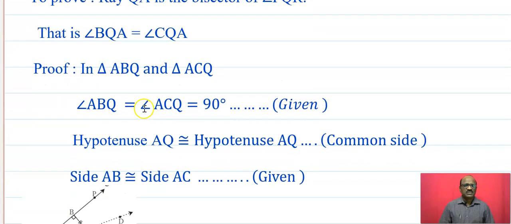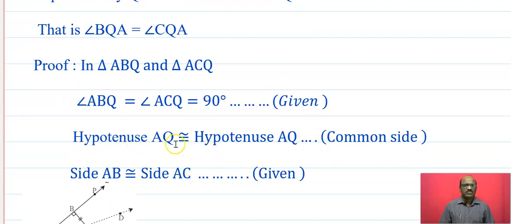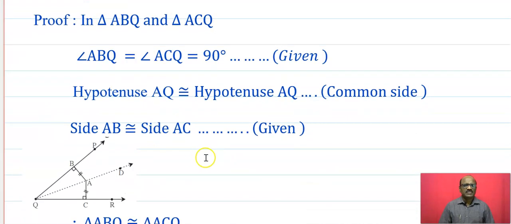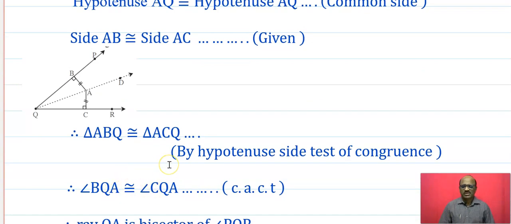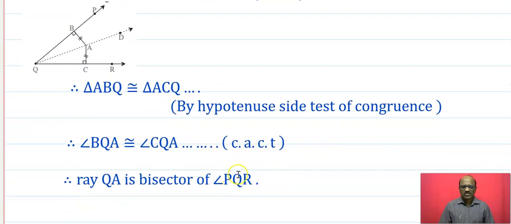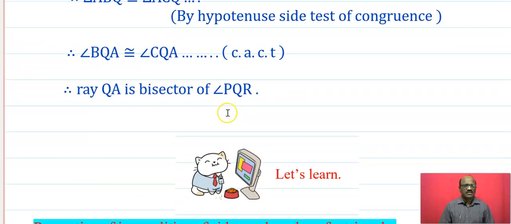Hypotenuse is the common side. That is, hypotenuse AQ is congruent to hypotenuse AQ, and side AB is congruent to side AC, which is given. Therefore, triangle ABQ is congruent to triangle ACQ by the side-hypotenuse test. And that's why measure of angle BQA is congruent to measure of angle CQA, corresponding angles of congruent triangles, and hence ray QA is the bisector of angle PQR.